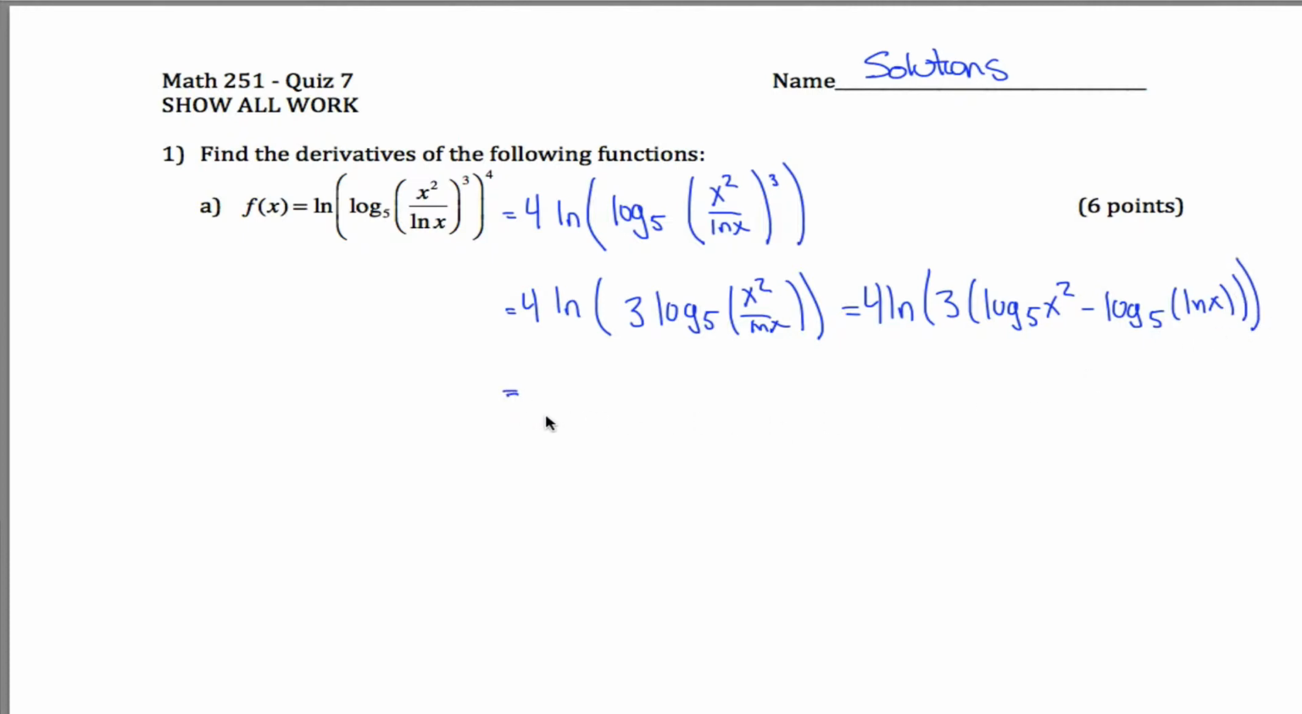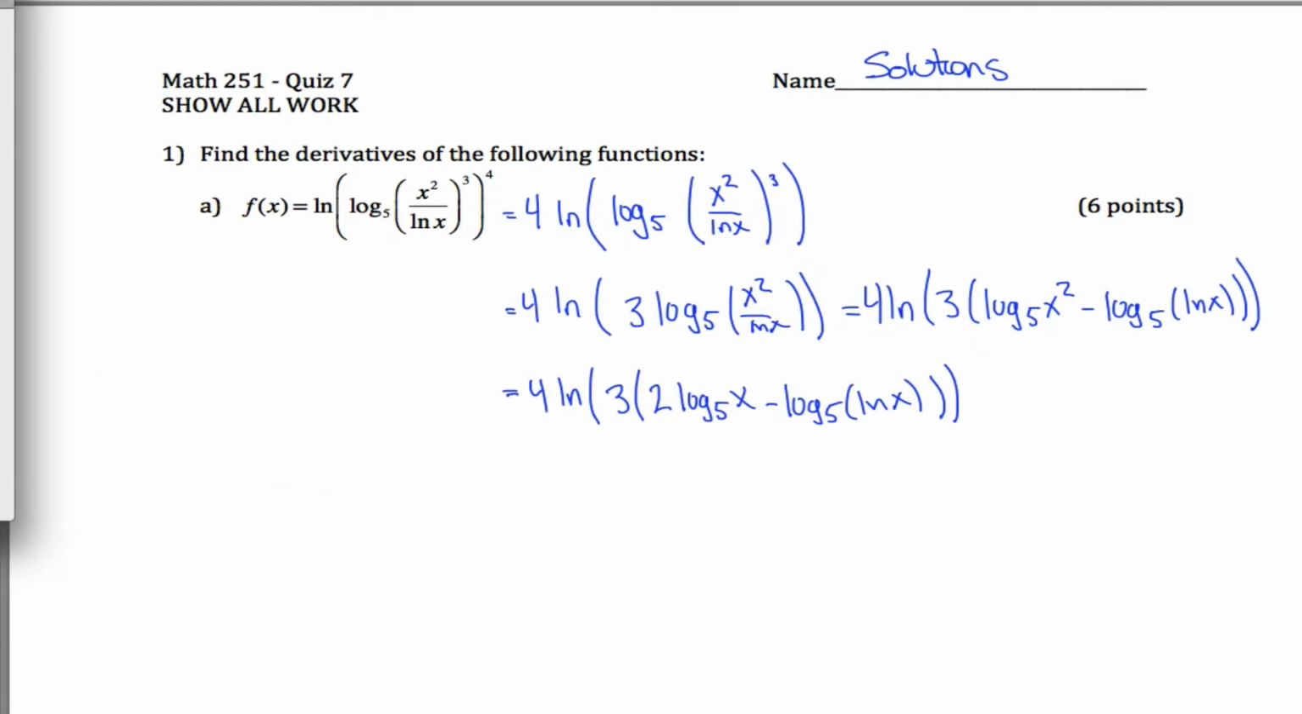And at some point you're going to get sick of logs and just take the derivative, but you might even go one step further and call this 4 natural log of 3 times 2 log base 5 of x. So that's me taking this squared and bringing it in front of this log, minus log base 5 of the natural log of x. Close that parenthesis, that one, and that one. And so now I guess we should take the derivative, f prime of x. Maybe I switch color to signify that I'm finally doing some calculus.